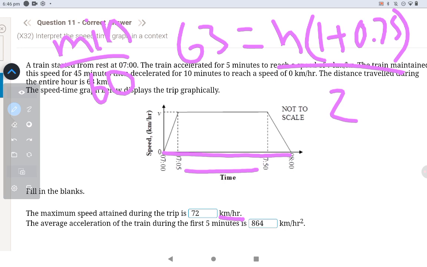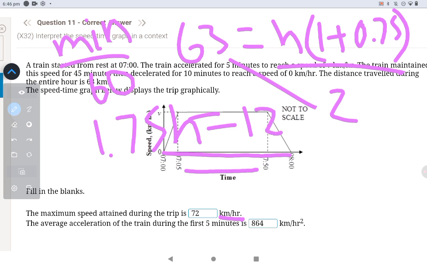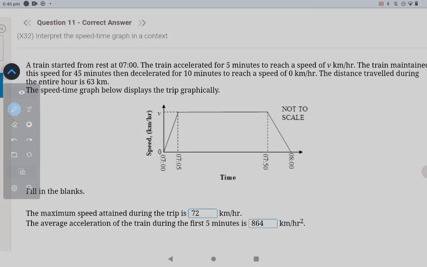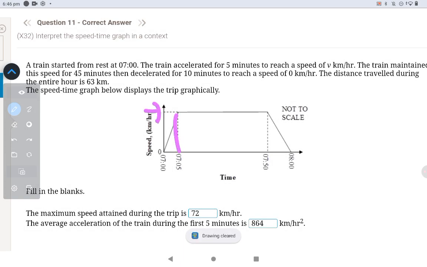So 1.75 h. Height is equal to 63 times 2. When you cross multiply, it's going to be 126. Divide 126 by 1.75, you will get 72. So what is 72? Height is 72. And here height is the maximum velocity. Okay, height is this thing. This is height. Okay, 72. Okay, simple.